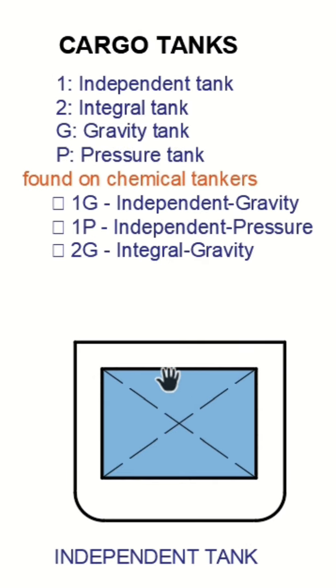Independent tanks contain cargo and do not form a part of the hull structure. The ship hull is constructed separately and the cargo tanks are constructed separately. In between there is a support to prevent the movement of the cargo tank. The purpose of an independent tank is to not transfer any load or pressure to the hull structure, because the ship hull is a complete structure without the independent tank.